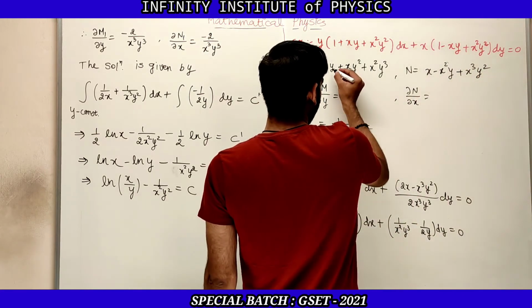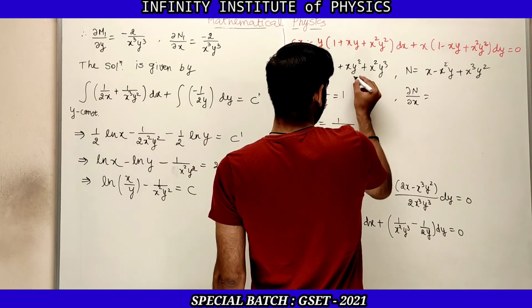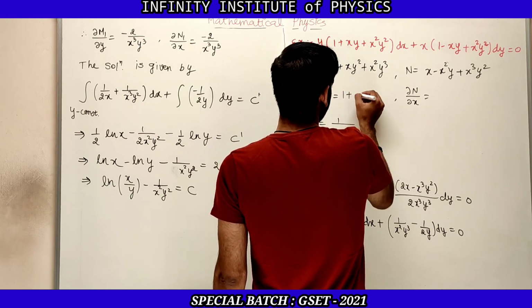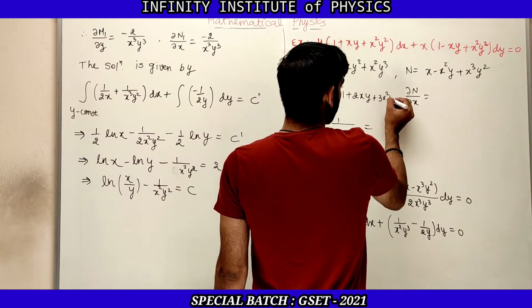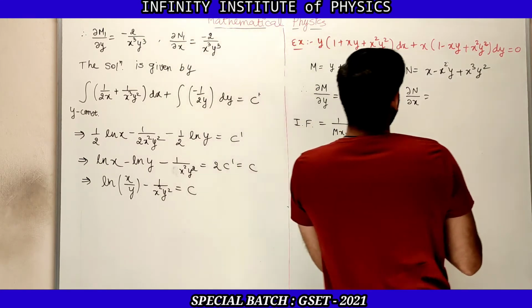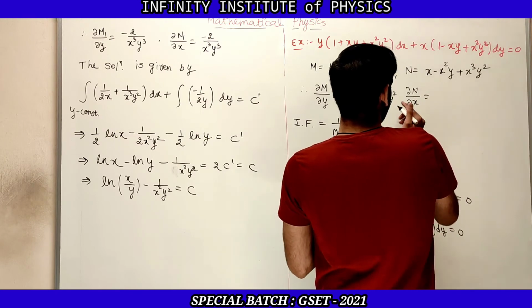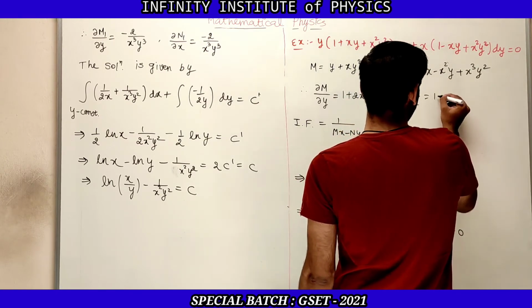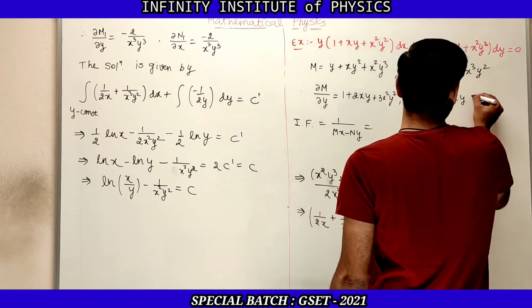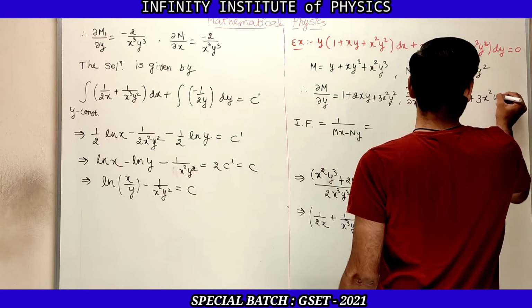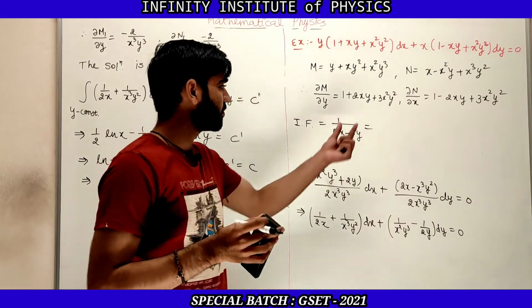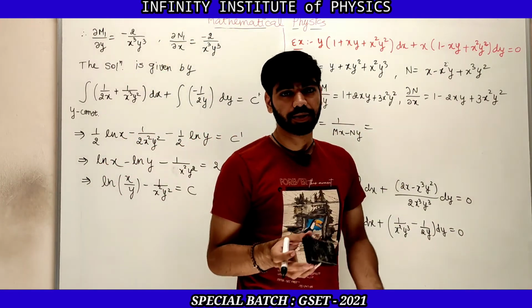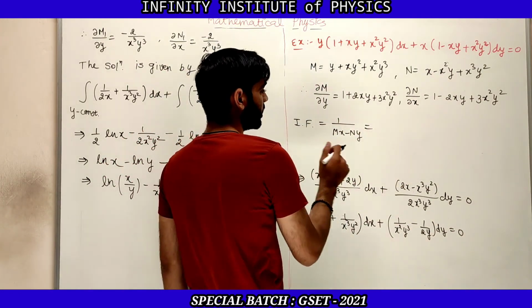So del m by del y: differentiation of y is 1, differentiation of y square is 2y, so it is 1 plus 2xy plus 3x square y square, and del n by del x is 1 minus 2xy plus 3x square y square. And clearly these two are not equal, as here we have plus 2xy, here it is minus 2xy. So let us find the integrating factor.